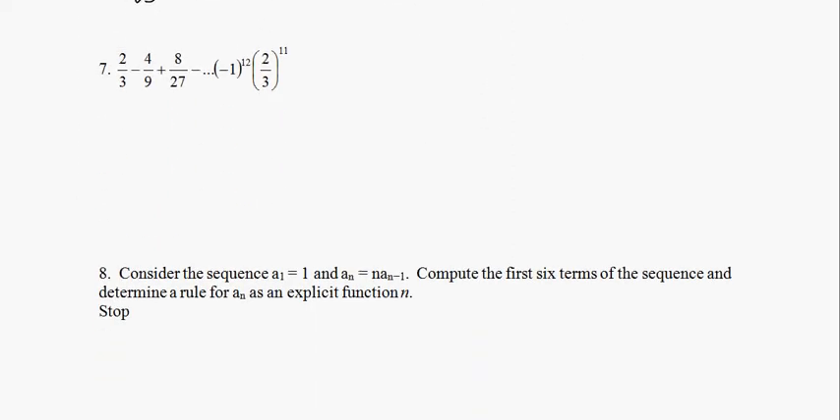This next one is also to write it in sigma notation. Notice that this last term has a negative 1, like a previous problem that we did. And we have a common ratio of 2/3. So 2/3 times 2/3 is 4/9. 4/9 times 2/3 is 8/27.